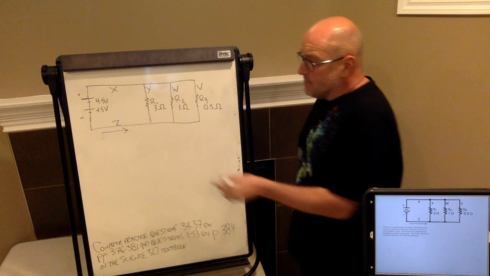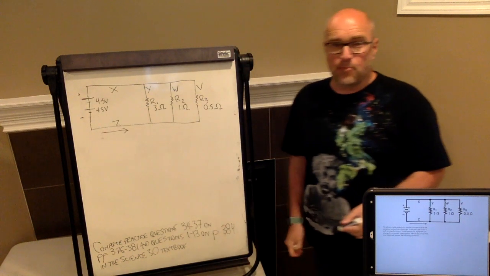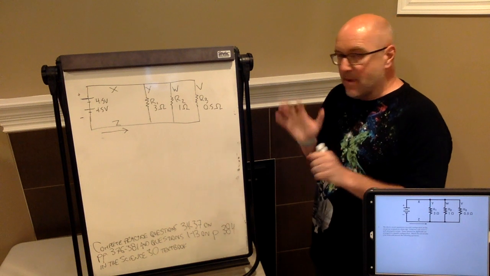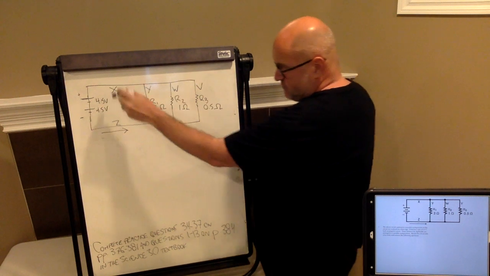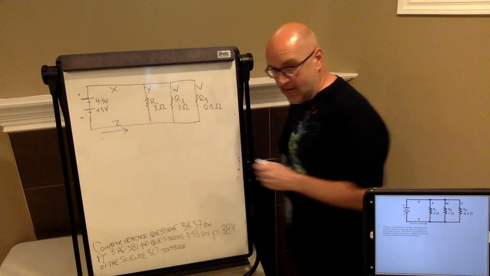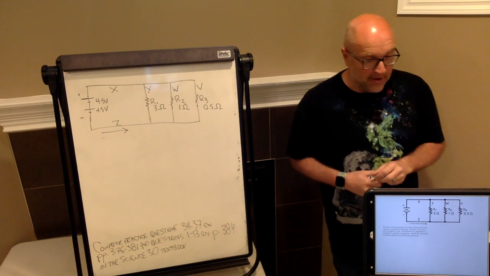They're resistors. Same battery configuration. I got 4.5 plus 4.5 volts, so that gives me my total voltage. I'll be able to figure out all of that. And then I've got several designations here. I've got positions X, Y, W, V, and Z. And I'll be answering some questions about that right away.